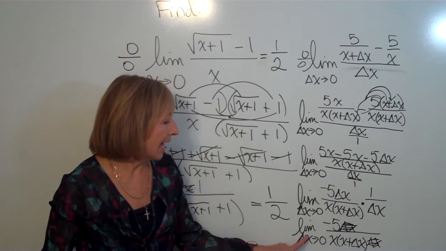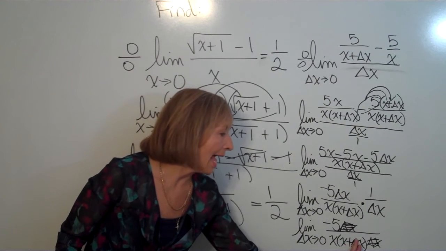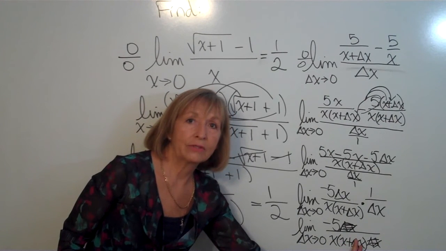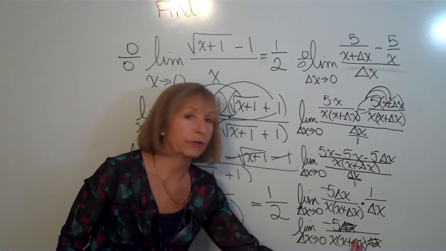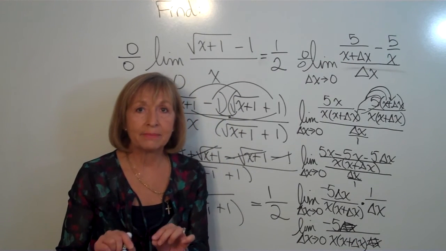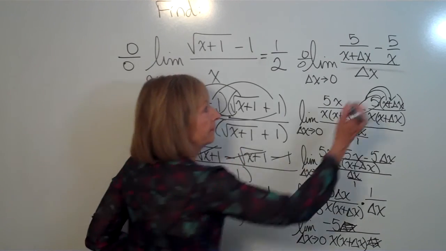And then as I look, as delta x approaches 0, the delta x is approaching 0. So I think of it with 0 where the delta x is, and I get negative 5 over, and in the denominator it's x times x, or x squared. So negative 5 over x squared.